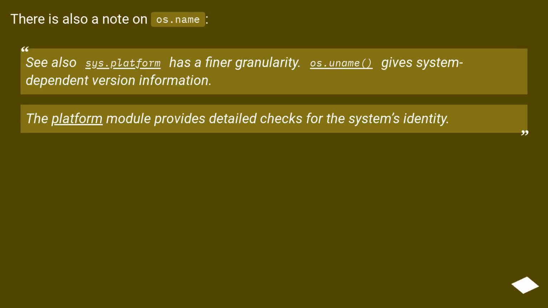There is also a note on os.name. See also sys.platform has a finer granularity. os.uname gives system-dependent version information. The platform module provides detailed checks for the system's identity.